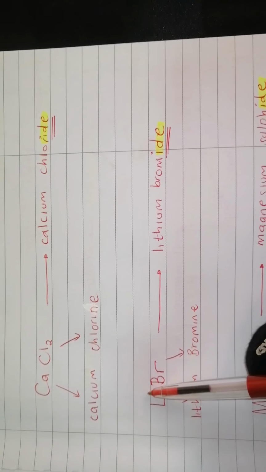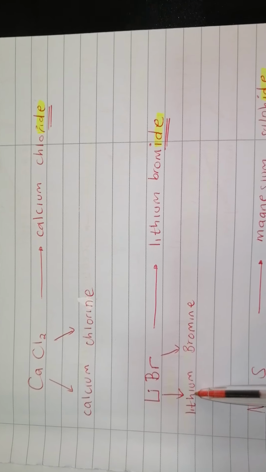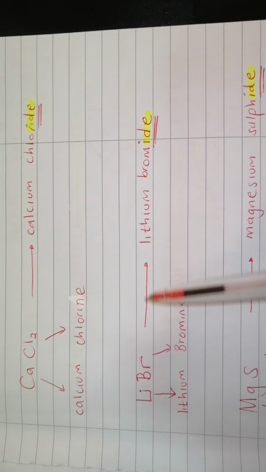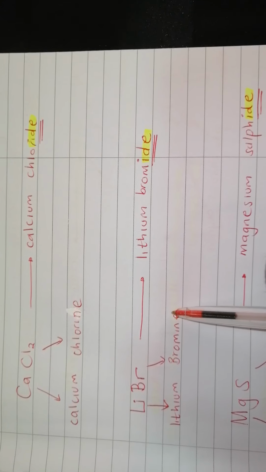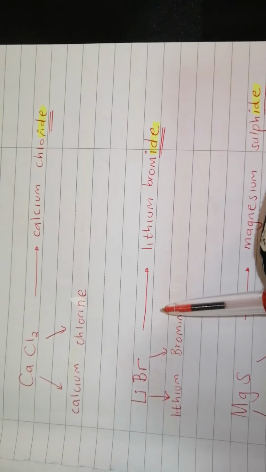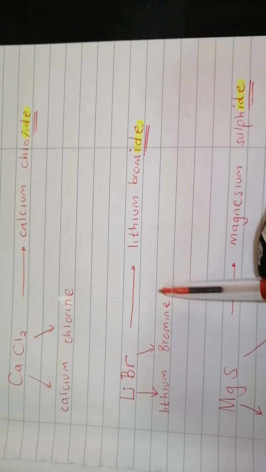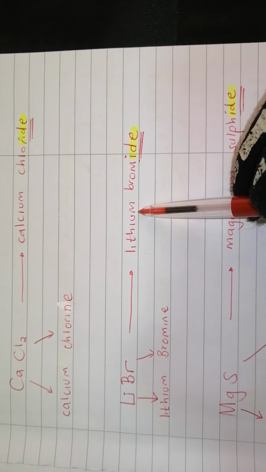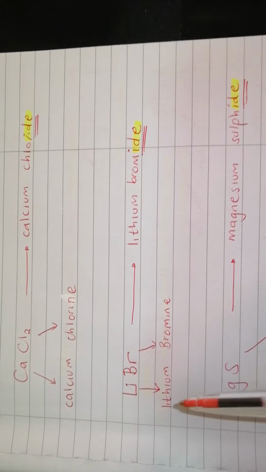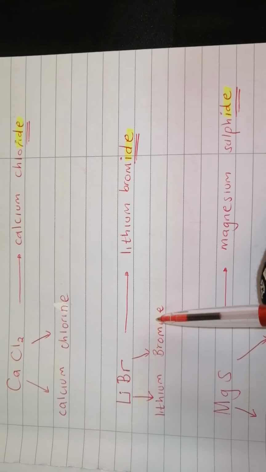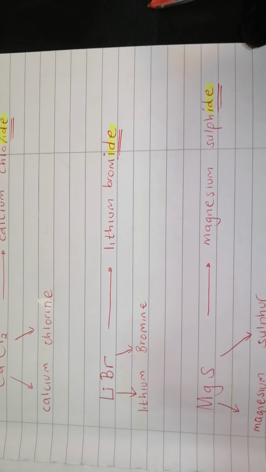So what we do is we first name the first element. The first element is lithium, so you write lithium. Then the second element is bromine. The ending has to be changed to "ide," so it will become bromide. So the name of this compound will be lithium bromide. Can you see, it's quite simple. All you have to do is name the first element, name the second element, and end it in "ide."